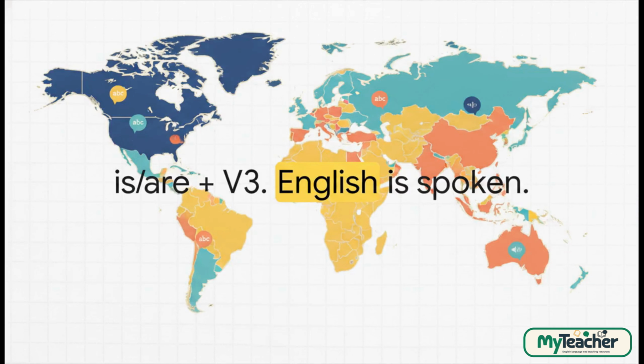Now, let's see how this works in a few different tenses. Let's start with the present tense. For facts that are true right now, we use is or are plus our verb in the third form. We usually call that V3. For example, English is spoken. We don't really need to say who speaks it because the language itself is the most important part of the sentence.